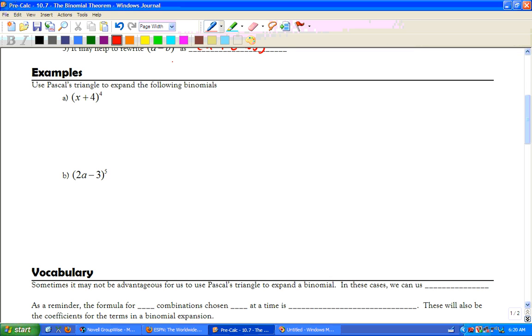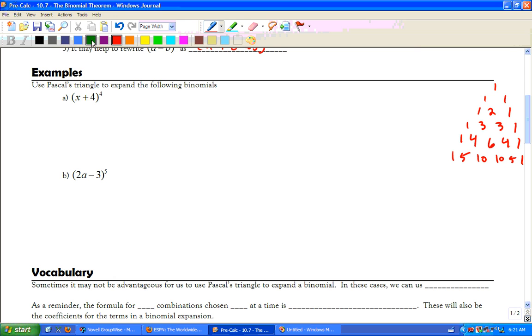So here's practical two examples of expansion, binomial expansion, using Pascal's triangle. The first thing, I'm just going to generate Pascal's triangle on the side so that we can have it for use. 1, 3, 3, 1, 1, 4, 6, 4, 1, 1, 5, 10, 10, 5, 1.